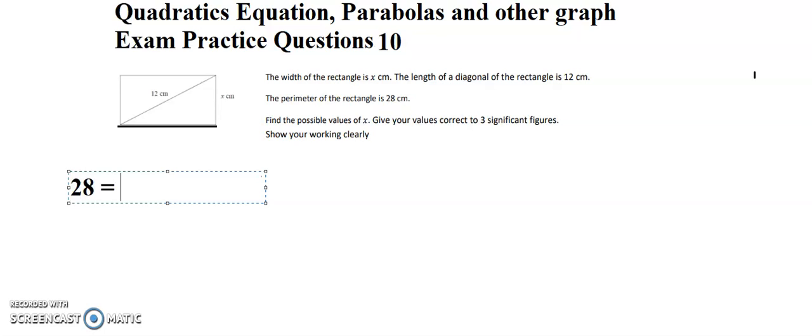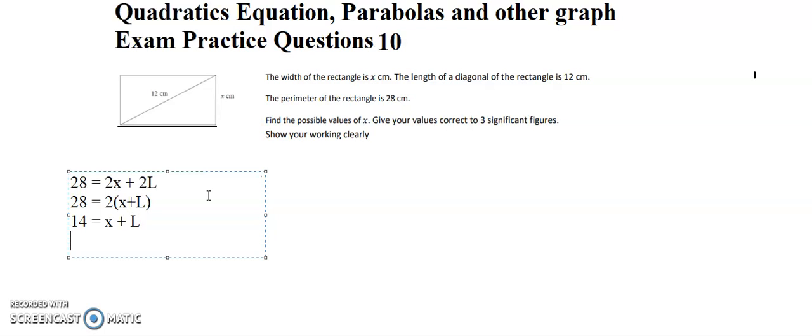So to work out the perimeter, I need 2 lots of my width x, plus 2 lots of the length that I don't know. Now, the first thing I'm going to think about here is getting a common factor of 2 out, so 2 in brackets x plus l. If I divide both sides by 2, I get 14, and that equals x plus l. So that means length must equal, I take x from both sides, 14 minus x, and that gives me my value.